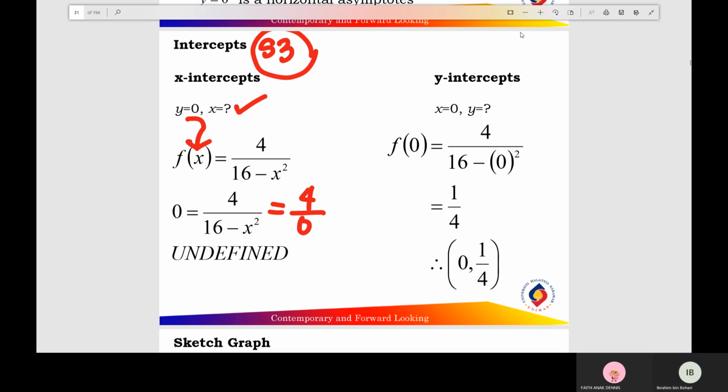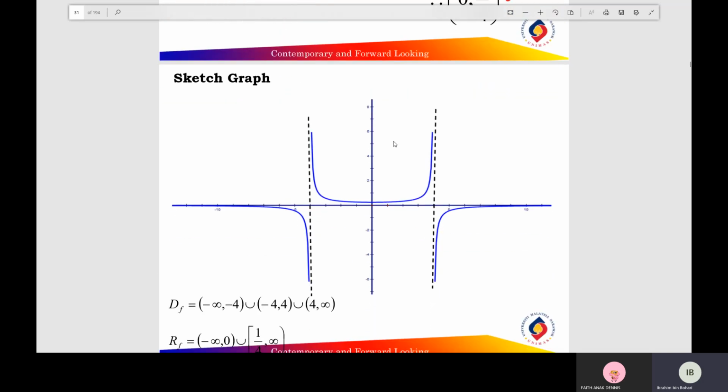Yeah. And the y-intercept of the function, x equals 0, so you find the value of y. So you substitute 0 into the rational function. f(0) equals 4 over 16 minus 0. And the answer here equals 1 over 4. And here the y-intercept exists at (0, 1/4). Yeah. And step 4, you sketch the graph of the rational function.